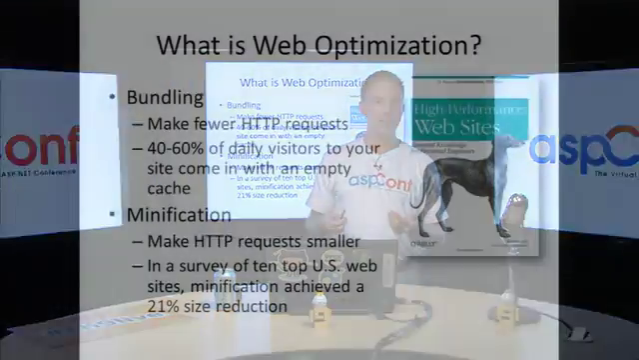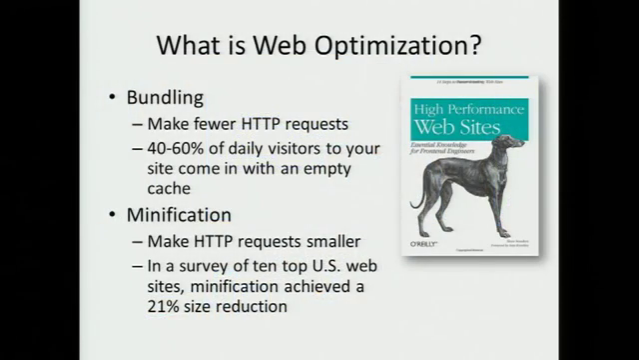So web optimization, again, high-level definitions. When we talk about it from our framework, we're really talking about two things. We're talking about bundling, which is making fewer HTTP requests. That's really the goal of bundling. And then minification, which is making the requests that you do make smaller. And you can see a couple statistics there about aggregate numbers of websites and what you could expect in terms of performance improvements from bundling and minification.